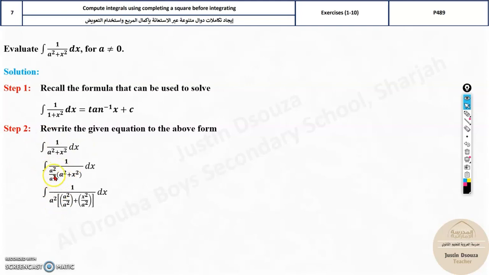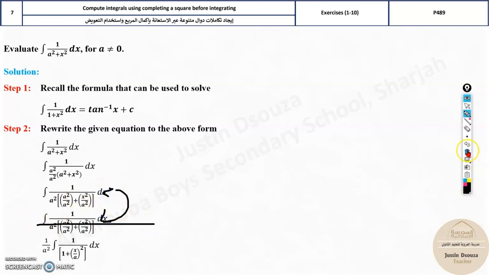Now, this is important. You will just multiply the denominator. Why? Because this gets 1, isn't it? Whereas this remains, and all you're doing is multiplying just the denominator. Now, all you need to do is cancel this out. A square becomes 1, and this, take it out, it's in the denominator, so it'll be 1 by a square, integral 1 by 1 plus x by a the whole square dx. I just realized I've just repeated the same step. Sorry, there's nothing new in this. You do not need to write that. Now, after this, it's directly over here.